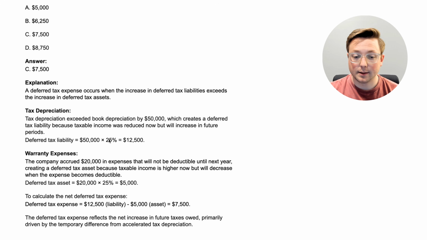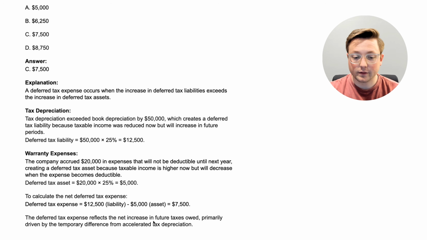So there's a deferred tax liability of $12,500 and a deferred tax asset of $5,000. So to calculate the deferred tax expense, $12,500 of the liability less the $5,000 of an asset, that gives you $7,500. And again, remember, this is kind of what we did in the first question where we netted the liability and the asset, but the deferred tax expense is the other side of the deferred tax liability. So when you see deferred tax expense, a lot of times it is kind of talking about the other side of a deferred tax liability.